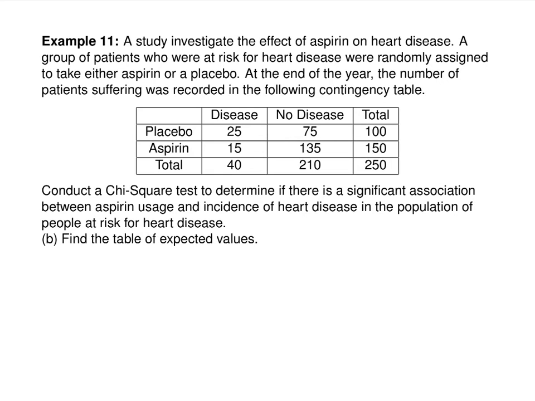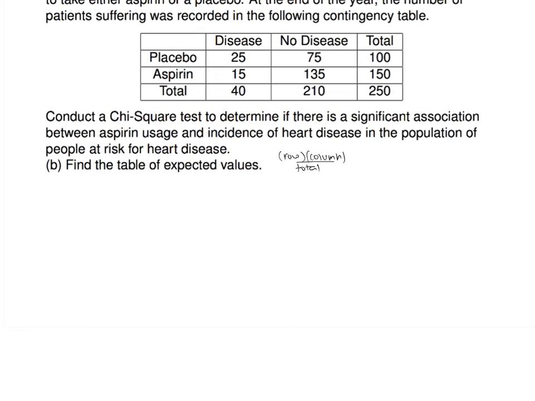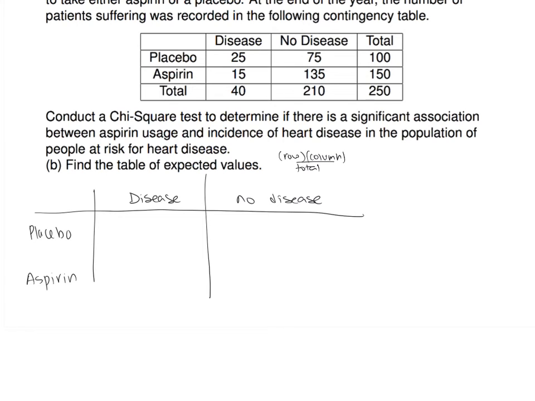Back in this chapter, we found the expected values using a table. Now that we've been through the later chapters, we also know a shortcut formula, so let's just do this both ways. So remember that the expected values are found using row total times column total divided by total. Okay, so we have disease, no disease, placebo, aspirin.